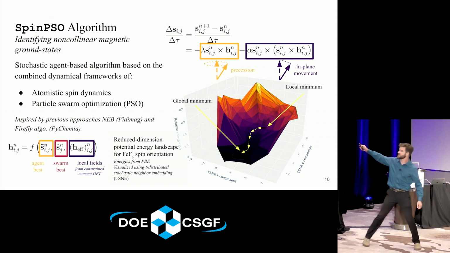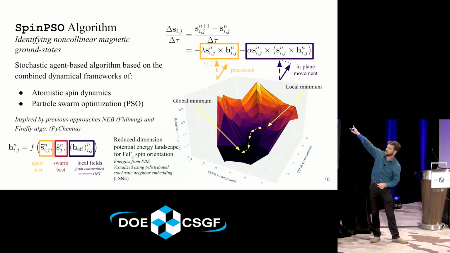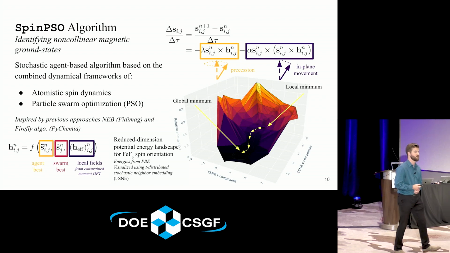So this is actually a stochastic neighbor embedding, projecting the high dimensional landscape onto a lower dimensional surface, and we see that we actually are able to get out of local minima to the global minimum, which is what particle swarm optimization, agent-based optimization techniques are known for.